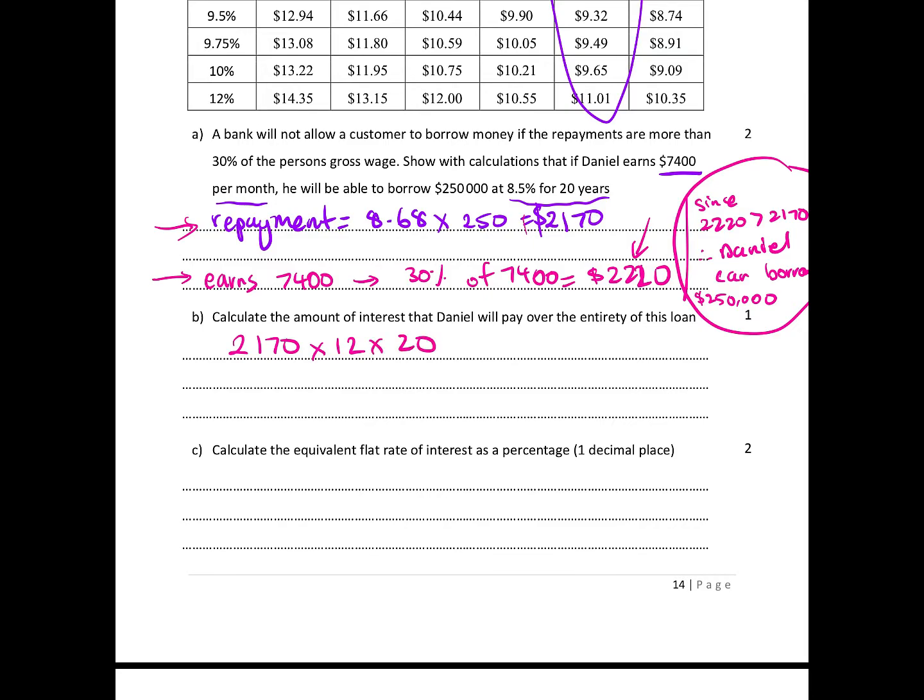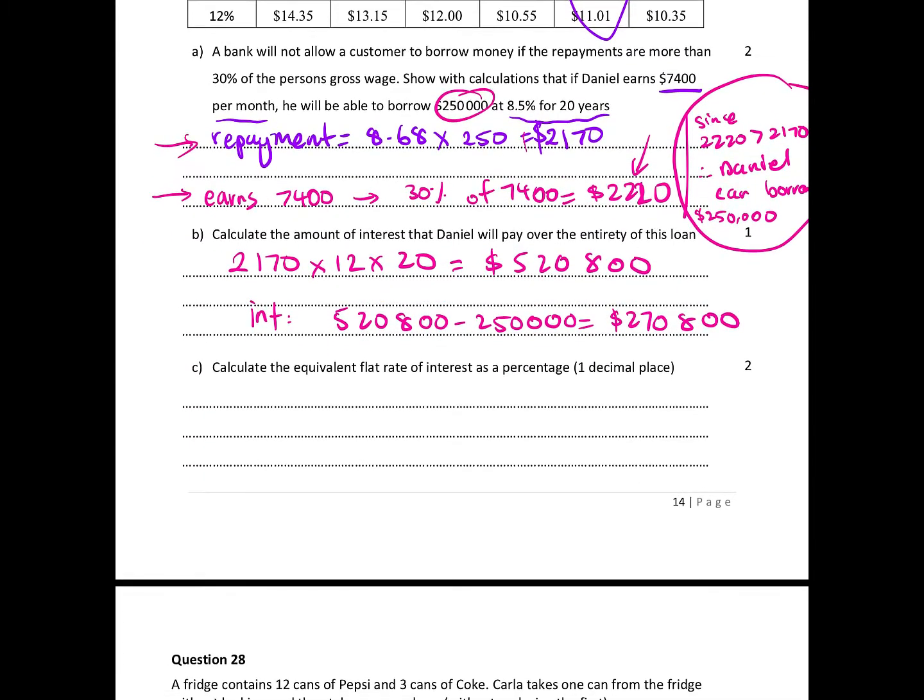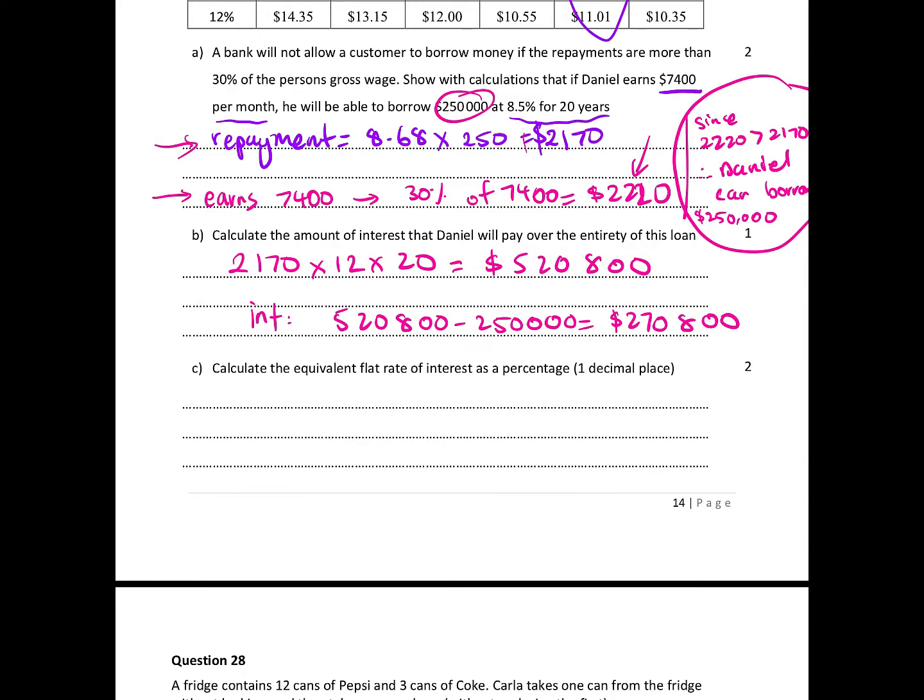So he will pay, and then this total amount is $520,800. But remember, he's only borrowed $250,000. So the interest is going to be $520,800 minus $250,000, which is $270,800. So over 20 years, he's paid back an extra $270,800.